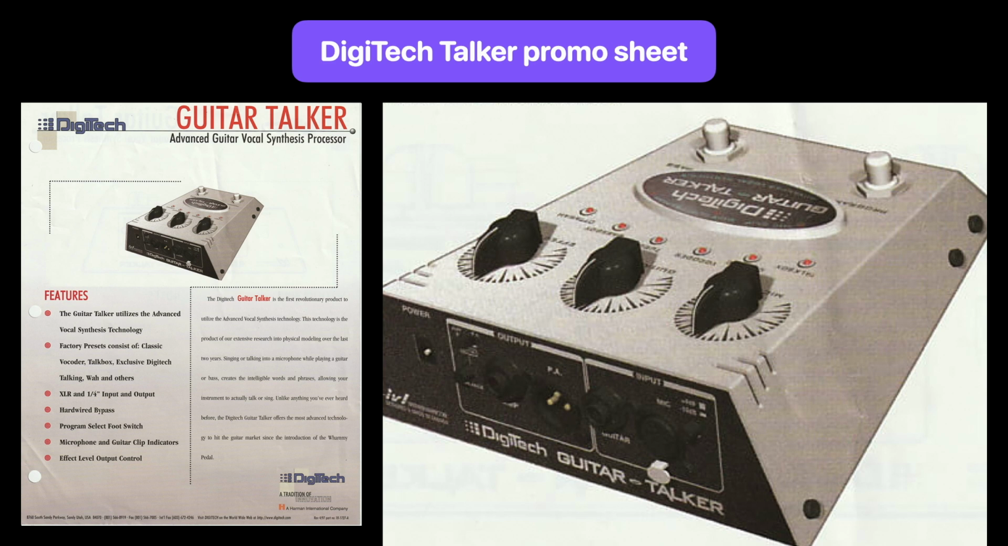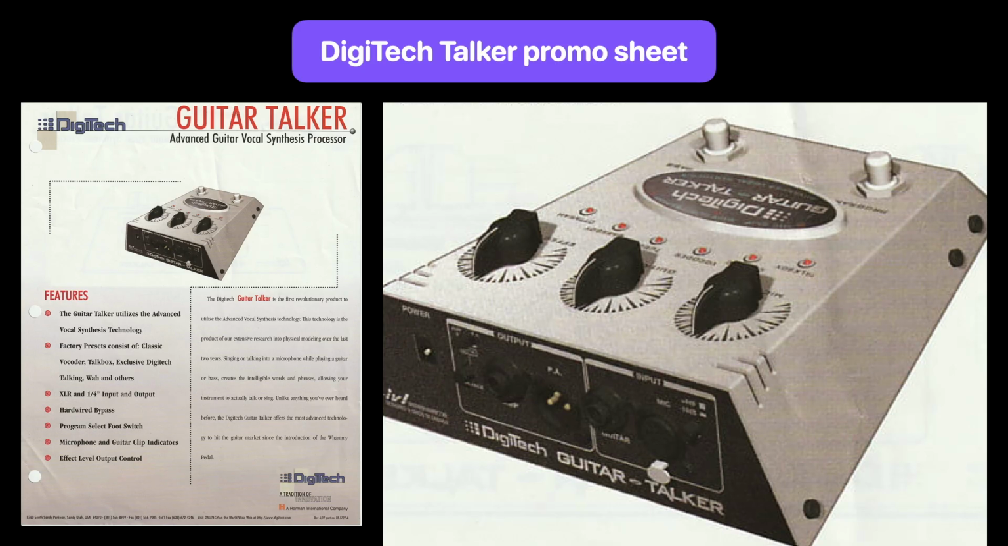I also, oh, okay. You know, sometimes on eBay or whatever, you see listings where someone has cut out an ad for something from a long time ago and they're selling it. And you're like, who would buy that? Why is that even on eBay? So this is a promotional flyer for the DigiTech Talker. And I bought this. So now I'm the kind of person who buys that crap on eBay.